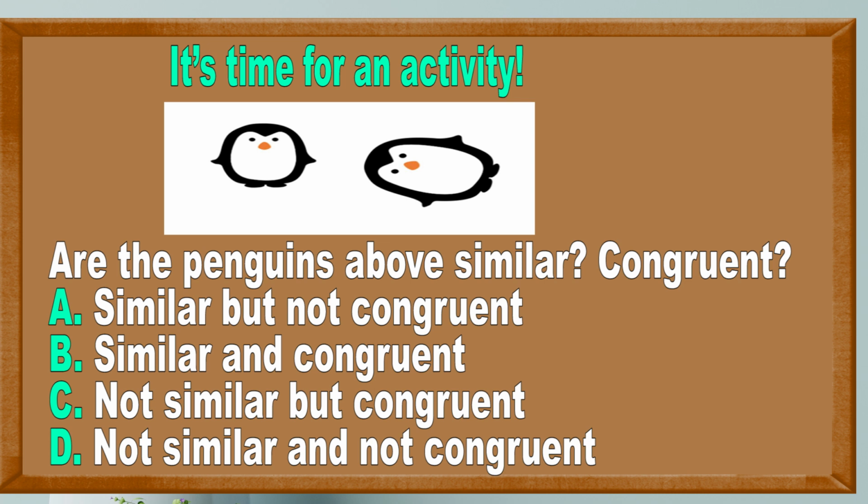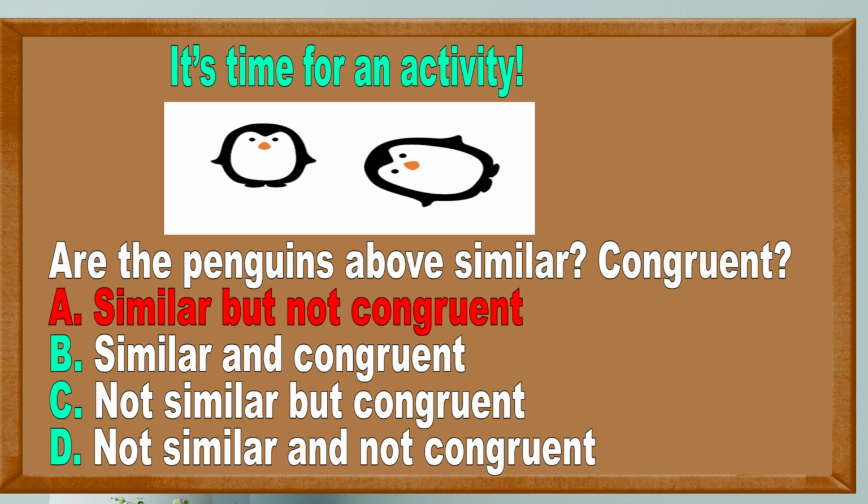Okay, boys and girls, welcome back. We were tasked to identify whether the penguins above are similar and congruent. The answer would be that the penguins are similar, but they are not congruent. The two penguins are similar because they have the same shape. They are not congruent because the penguin on the left is smaller than the penguin on the right.